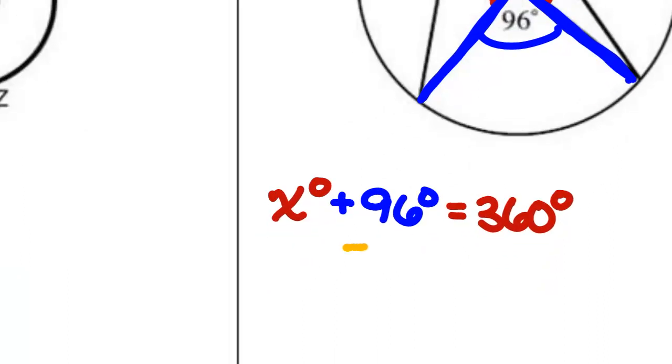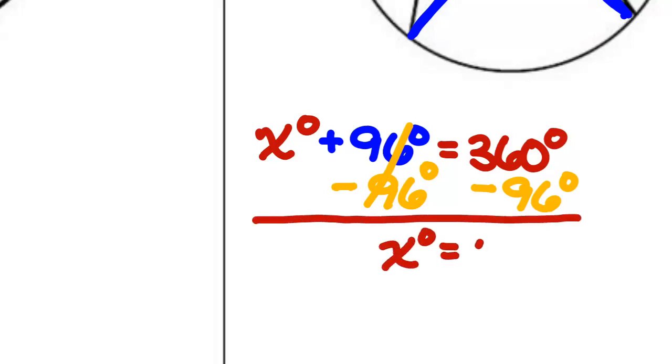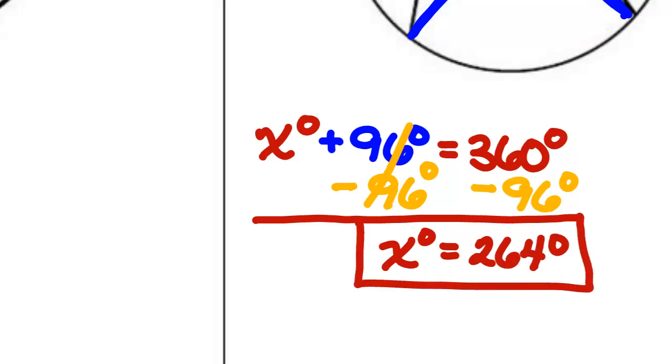So then I need to subtract 96 from both sides. And what is 360 minus 96? 264. So x degrees equals 264 degrees. So x is 264.